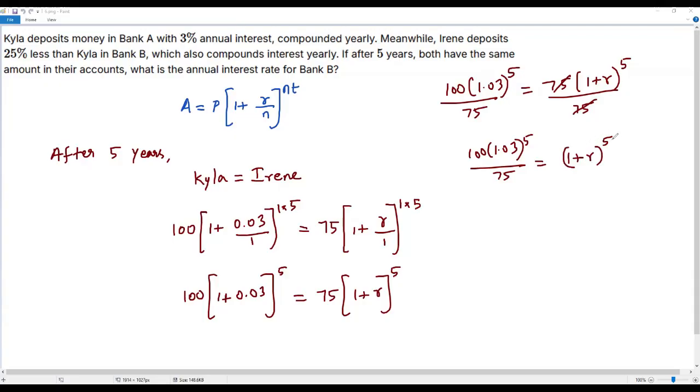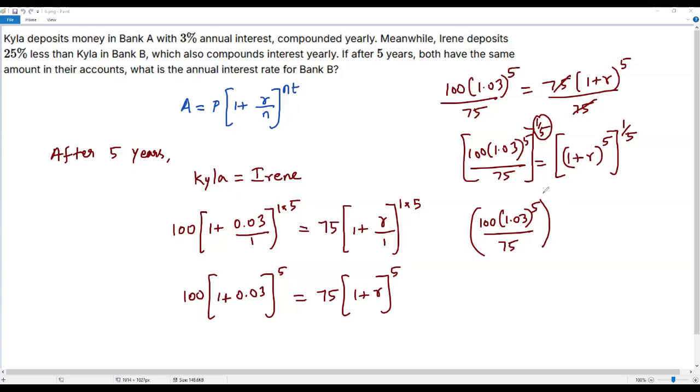Okay, now to solve for r, I have to get rid of this exponent 5. For that, I have to raise both sides of this equation to the power of 1 over 5. So now we have 100 times 1.03 to the 5th power over 75, to the power of 1 over 5. When I divide 1 by 5, I'm getting 0.2. Here we have exponent 5 for (1 + r) and 1/5 as exponent for the whole expression. Whenever we have two exponents like this, we can multiply them, so I get (1 + r) to the power of 5 times 1 over 5. This 5 cancels, and the exponent becomes 1.